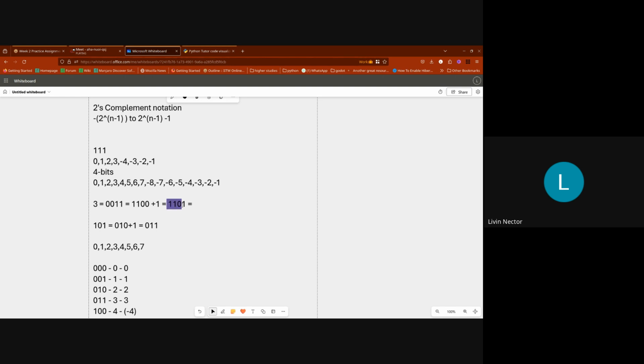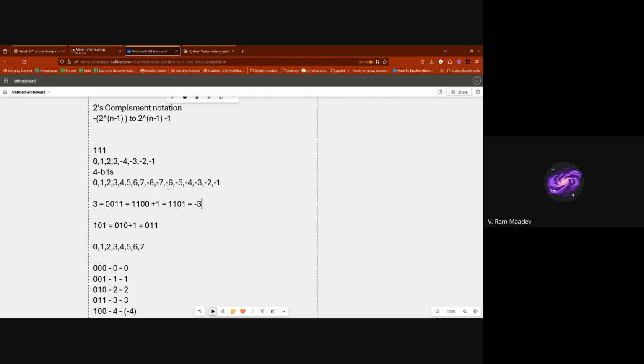What do you think this value will be? 1 plus 4 is 5, plus 8. So 5 plus 8 is 13, right? So 0, 1, 2, 3, up to 13. Correct? So this will be minus 3. So this is how 2's complement notation places the numbers.